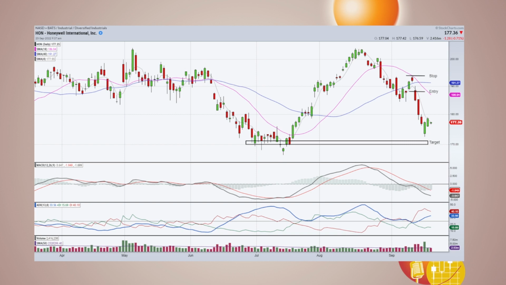Put together a plan before you trade. I think some of these ideas can help with that. Let's go ahead and get into the individual ideas now and do some analysis.